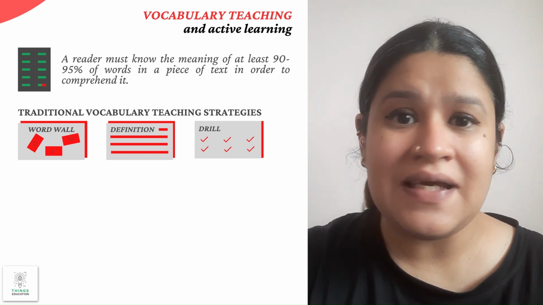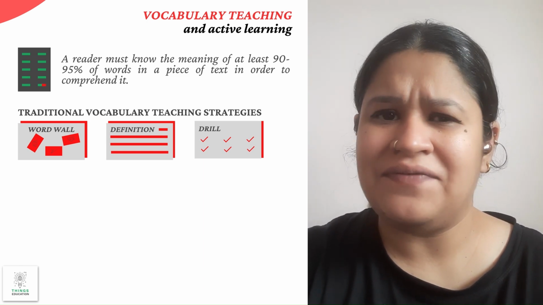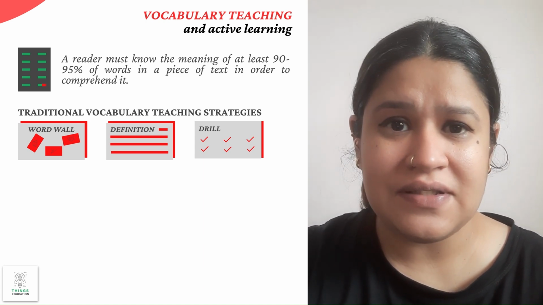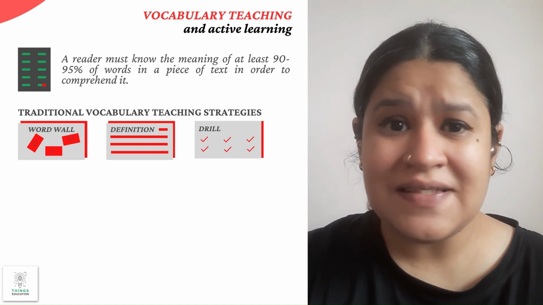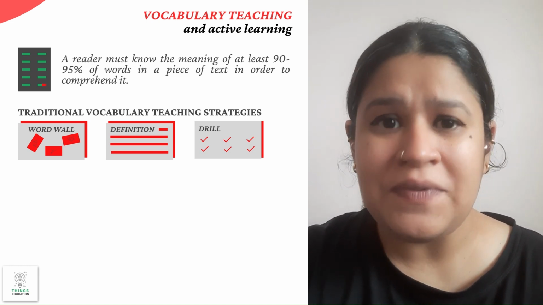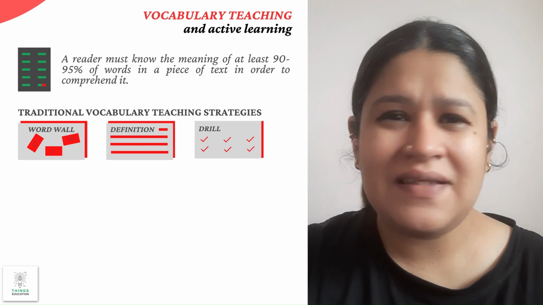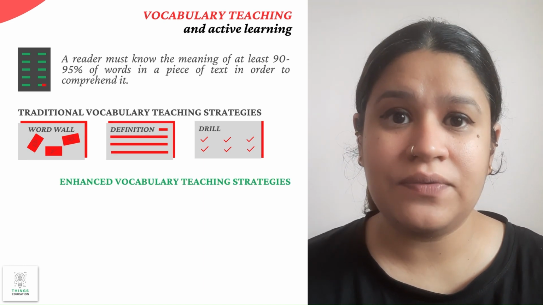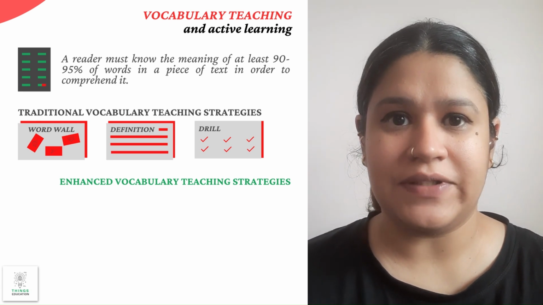Students are asked to memorize the meanings of words, and then they're given quizzes, writing drills, spelling drills, definition drills. Again, this is a good strategy once in a while. Students do need to memorize and they do need to practice, but this is not enough to ensure deep learning of this vocabulary. What should we do to ensure active learning of vocabulary?